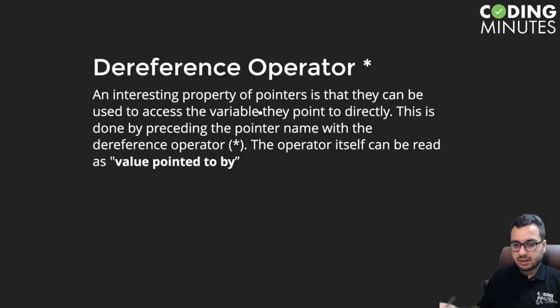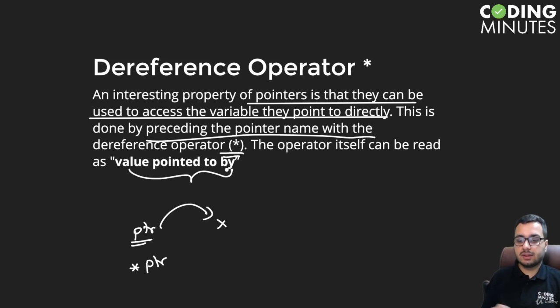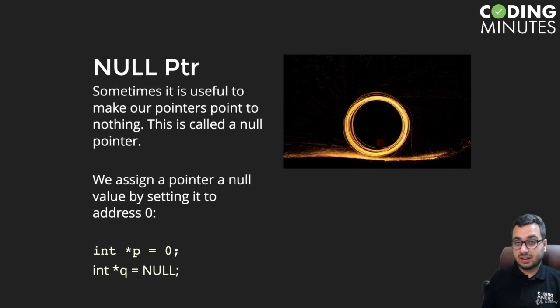So what we have learned is that pointers can be used to access the variable they point to directly. ptr was pointing to x, and through ptr I can access the value of x by doing star of ptr. This is done by preceding the pointer name with the dereference operator star, and this is also known as value pointed to by. So this operator is also known as value pointed to by. This is what the dereference operator is.